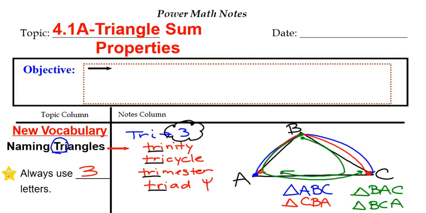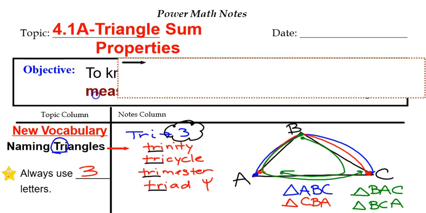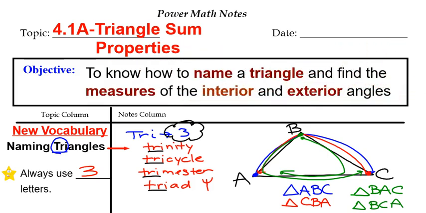All right, gang, let's do lesson 1.4a, triangle sum properties. We're going to go through the practice problems for this lesson. I want to remind you of our goal for the day. And remember, that is to know how to name a triangle and how to find the measure of the interior and exterior angles. After you have that copied, I want you to pause the video, and then we will jump down to the bottom of the page.